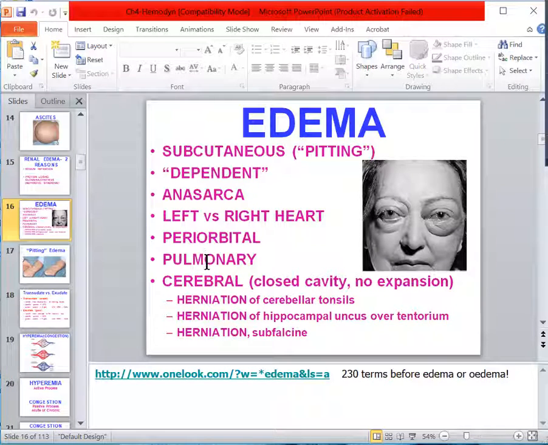Pulmonary edema is technically right heart edema, okay? Cerebral edema. Well, this is an interesting topic because your brain can't swell because it's inside of a big walnut shell. So how could you have edema and things swelling if there's no space for it to swell in? Well, I'm going to show you a few things that are going to show that.